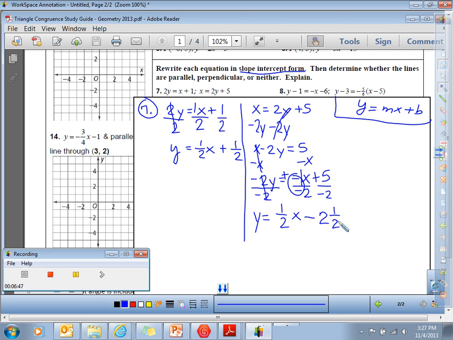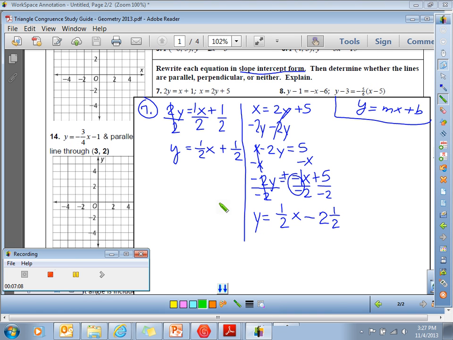So negative 2.5. 5 divided by 2. If you divided $5 into 2 pieces, you get $2.50 a piece. So negative 2 and 1/2. So now the second part says, then determine whether the lines are parallel, perpendicular, or neither.